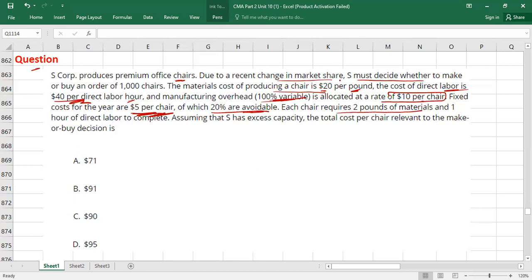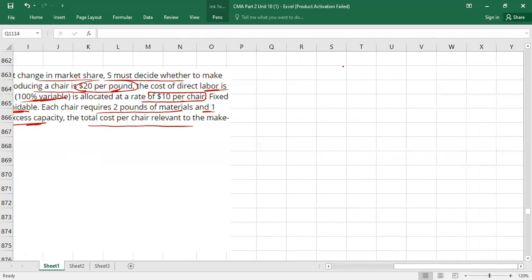For each pound, rate is $20 given here. And 1 hour of labor, and labor rate is given here, $40 per hour. Assume that S has excess capacity, so there would be no opportunity cost. The total cost per chair relevant to the make or buy decision is relevant cost. You have to calculate relevant cost. You always calculate if you make the product, because if you purchase the product, the purchase price is given. You don't need to work. So if you make the product, you need relevant cost.